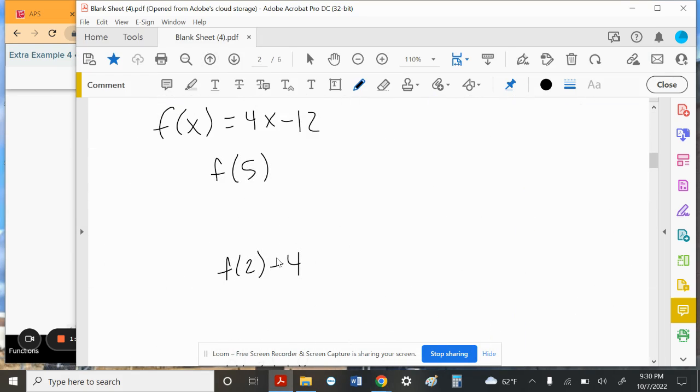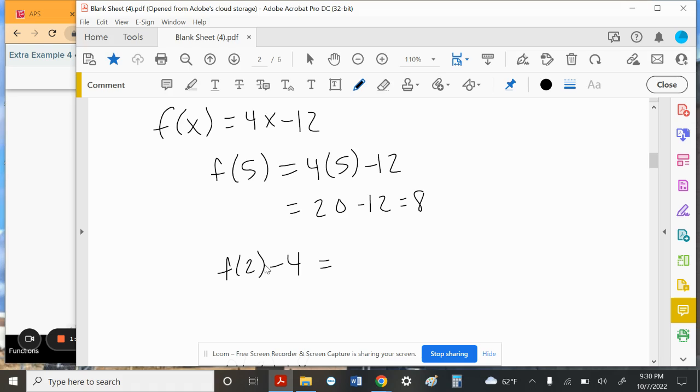So we have 4x minus 12. We're going to plug in a 5, so that equals 4 times 5 minus 12, which equals 20 minus 12, which equals 8. Now we want to find f of 2 minus 4.